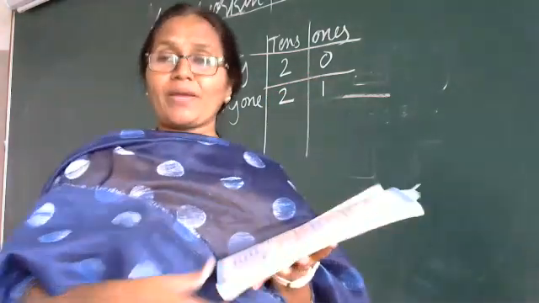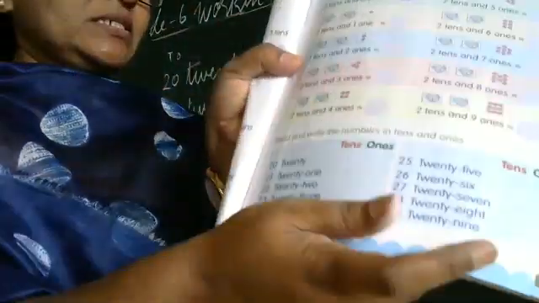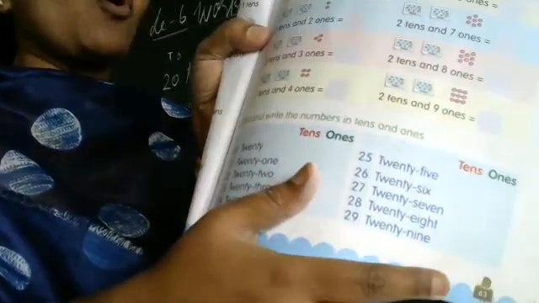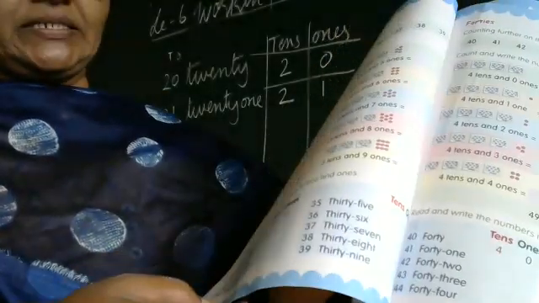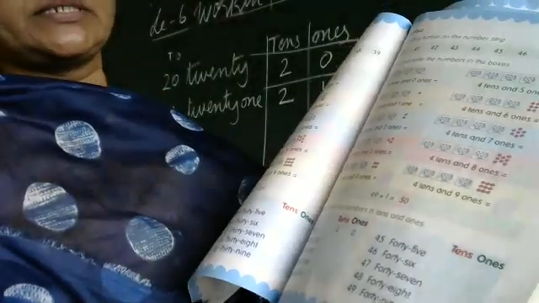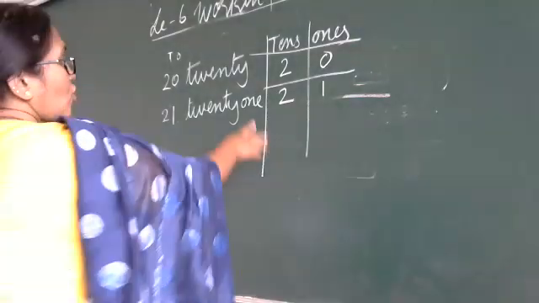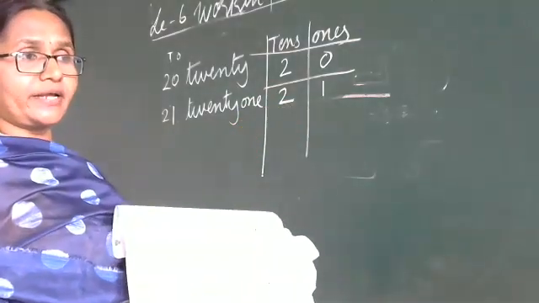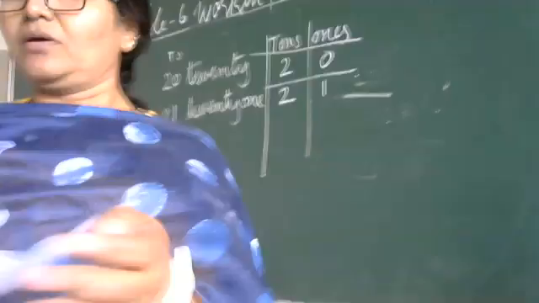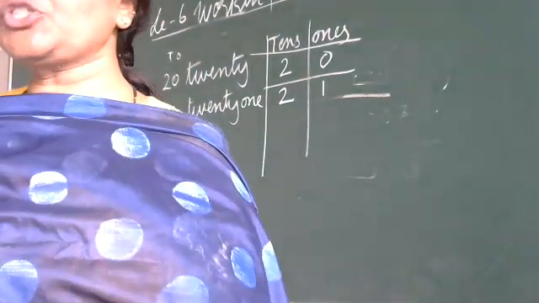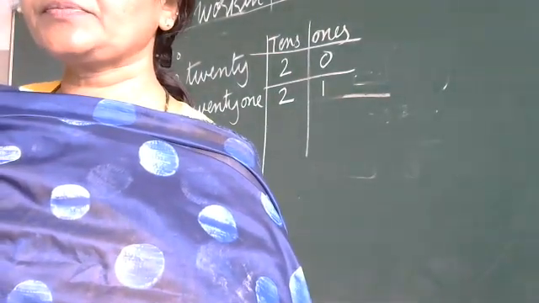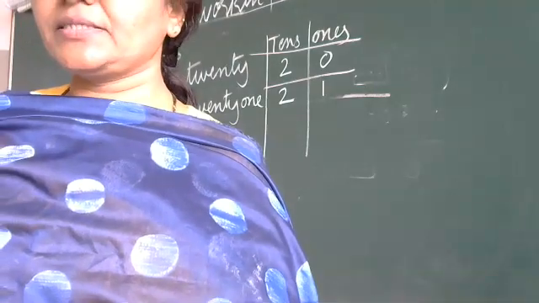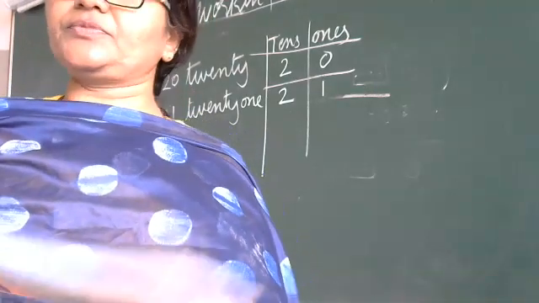So here all in your page number down, you have to go on putting in ones and tens places the digit which they have given. So it is 64, 65. This is the way you all have to write in your textbook. Understood? Yes. Okay.